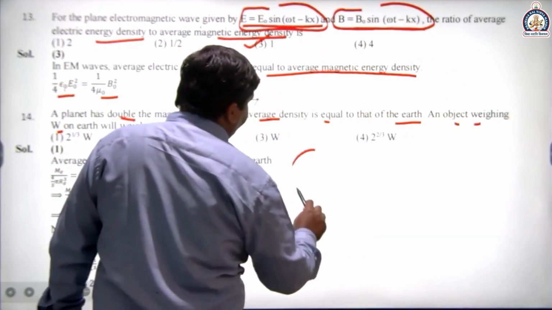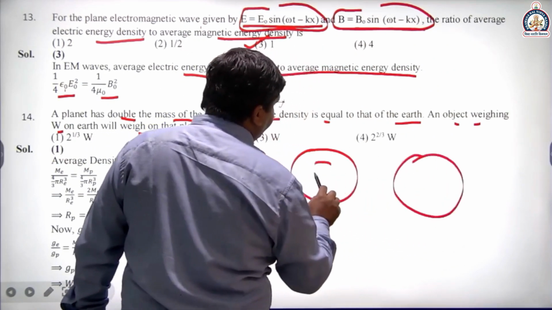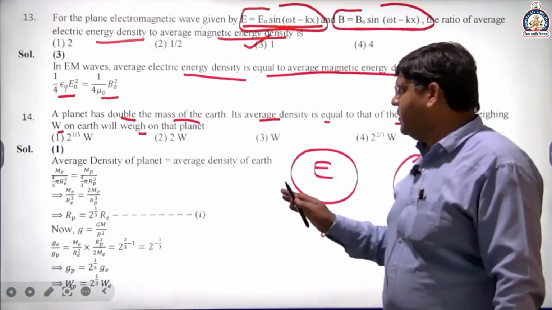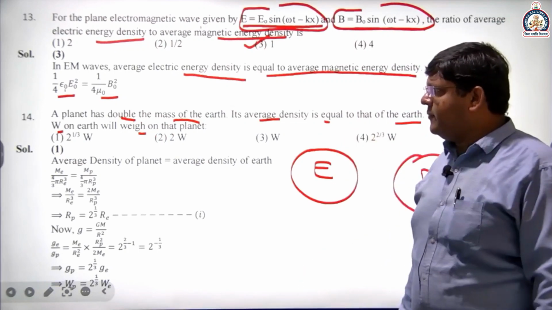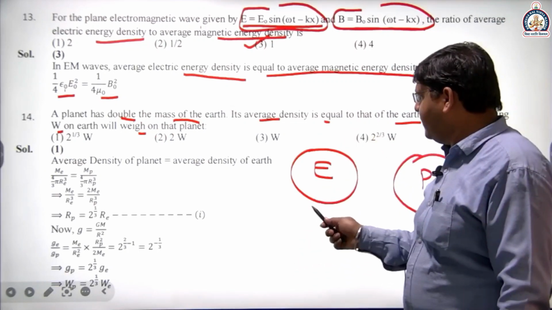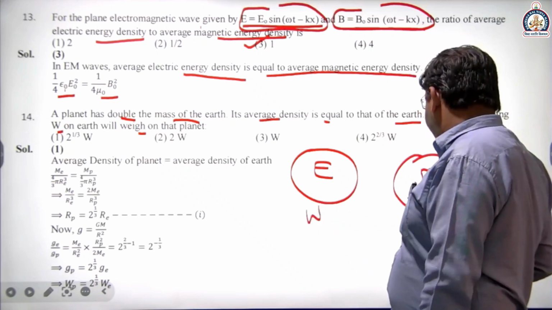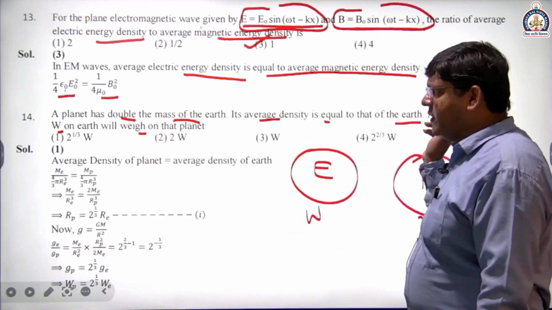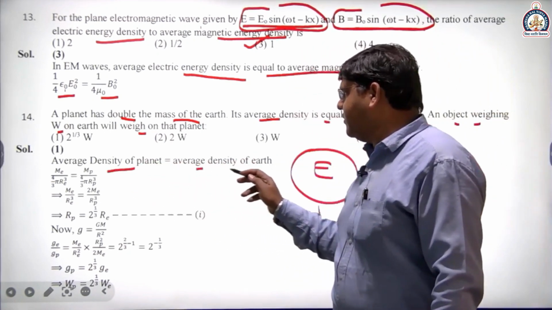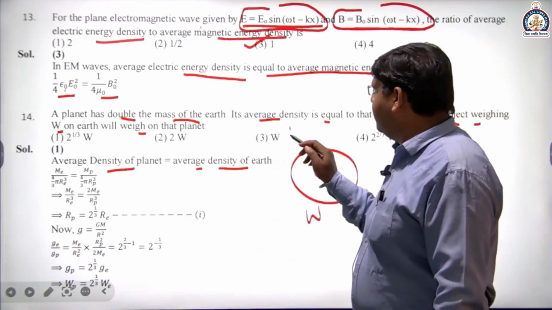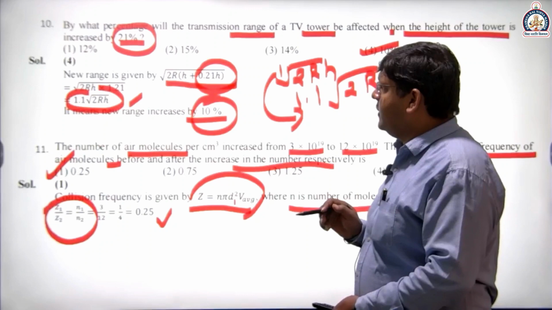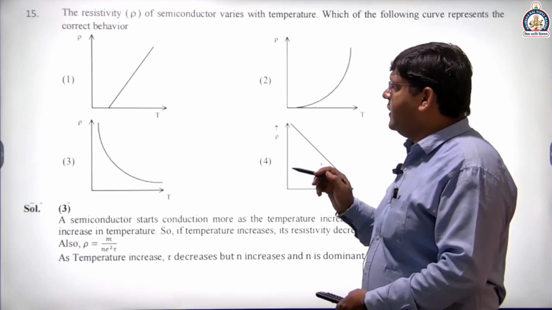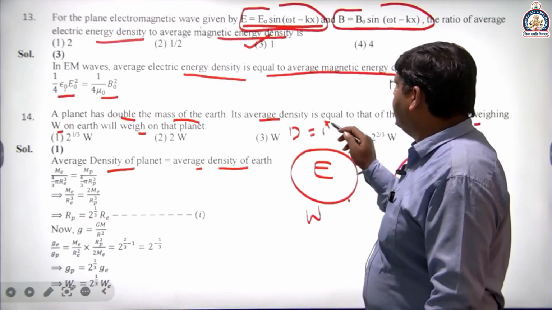So the simple concept is, we are provided with two planets. One is our Earth and the other is planet P. According to the question, the mass of the planet is double that of the Earth and average density is the same. So we have to calculate, if an object is weighing W on the Earth, what will be its weight on the other planet. According to the question, the average density is equal. So the average density of the planet must be equal to the average density of Earth, and density is simply the ratio of mass upon volume.